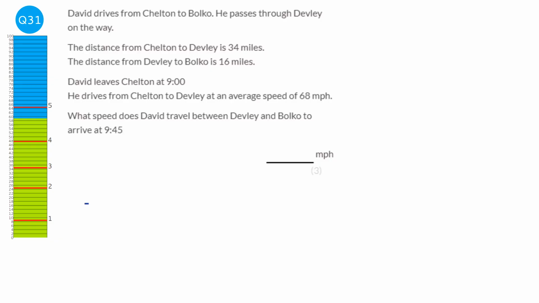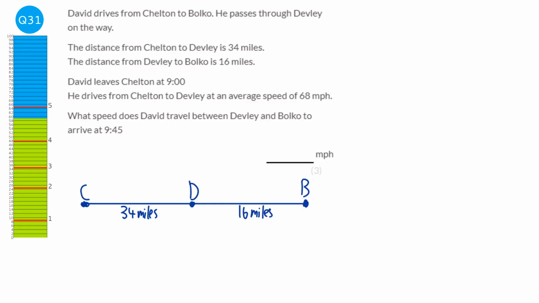There's an awful lot going on in this question. Whenever there's an awful lot going on, it's always best to draw a diagram. So we're going to start off at Chelton, which is a C. Then we go to Bolko, that's where we're going. And we go through Devley on the way, so we'll do D there. Distance from Chelton to Devley is 34 miles. Distance from Devley to Bolko is 16 miles. So I'm just reading through the question, adding it to my diagram.